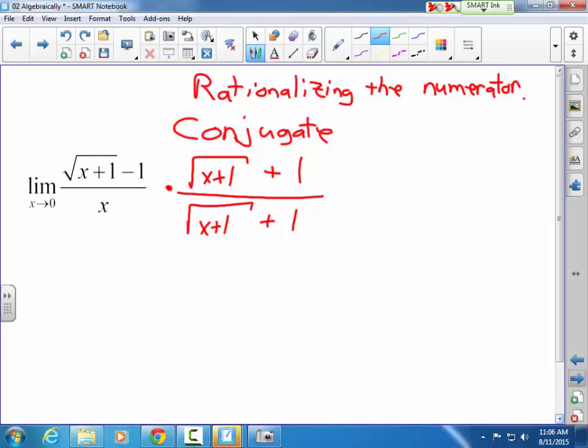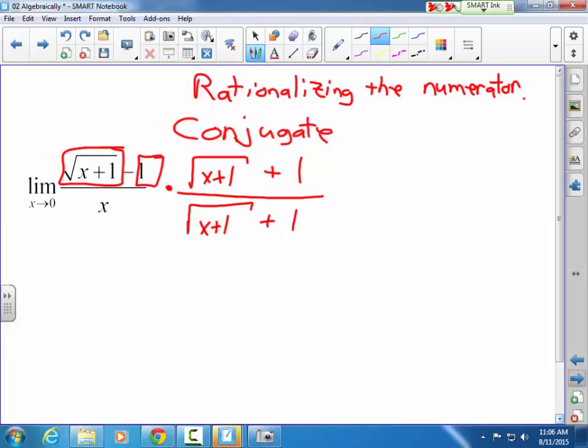It doesn't change it. Why does it not change it? We're multiplying it by 1. It just makes it look different. If this said square root of x plus 1 plus 2 here, then we would do minus 2 there. It's whatever. This term's going to stay the same. This term's going to stay the same, and the sign in the middle is going to change. Doesn't matter what's in the square root there, okay?